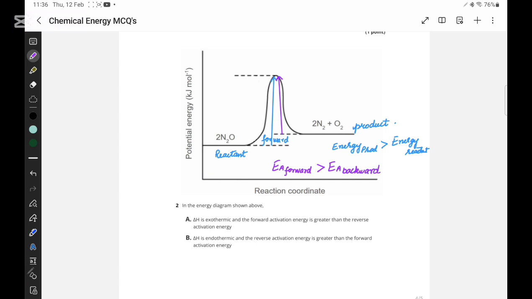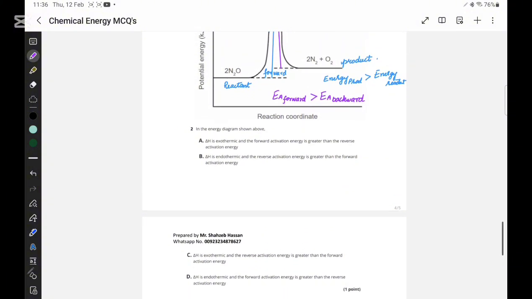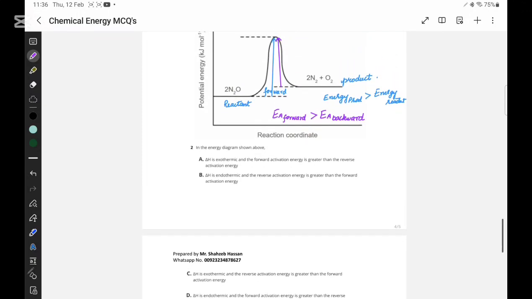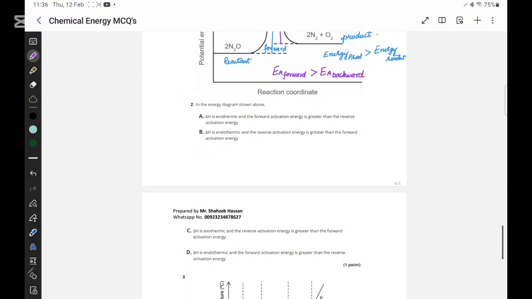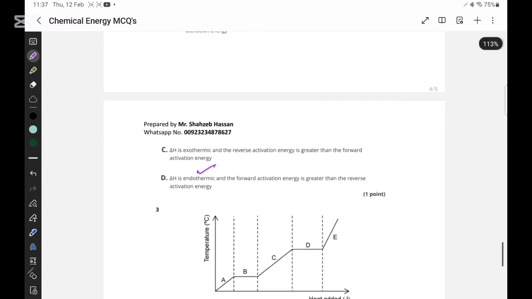So let's see which option is explaining the right thing. If we see option D, what are they saying? First of all, the reaction is endothermic. Why? Because products have more energy than reactants. So this is right. And the forward activation energy is greater than the reverse activation energy. That is also correct. So option D is going to be the right one.